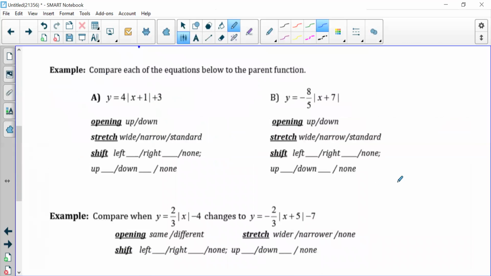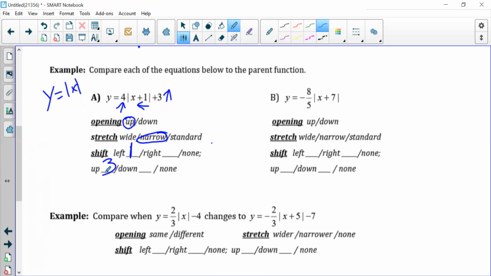Last thing we got to talk about is comparing each of the equations below to the parent function. So this is going from y equals the absolute value of x. What did it do? All right, well, my opening is up. My stretch, look here, that has to do with my opening. Is it wide, narrow, or standard? For bigger than 1, so this is going to be narrow because it rises more than it runs. Which way did it shift? Well, right here, it shifted left 1. So it shifted left 1, and it shifted up 3.